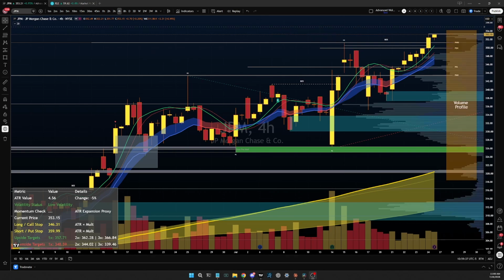Last in this layer, volume profile. This is where business actually gets done, where the most contracts change hands, thick areas, thin areas. It tells you where the activity was. It does not tell you direction. Volume is not bullish or bearish. It's just busy or quiet.